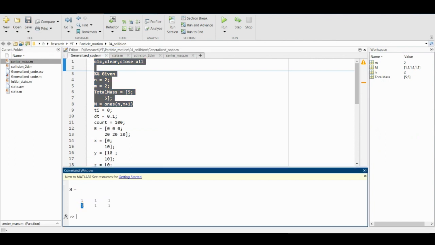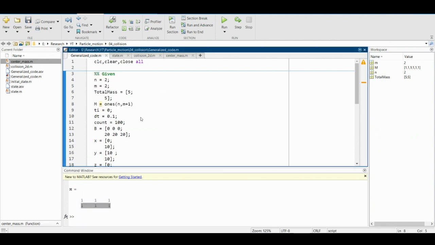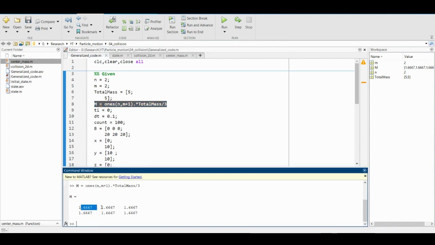Let's say it should be like this exactly, and the mass of everyone should be equivalent to 5 divided by 3. I just have to do it row wise. You can do it like this, dot product with total mass divided by 3. Let's see if it's working.